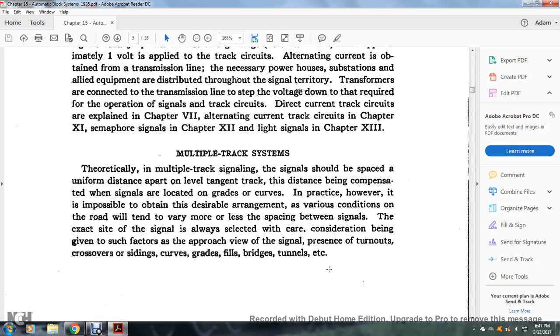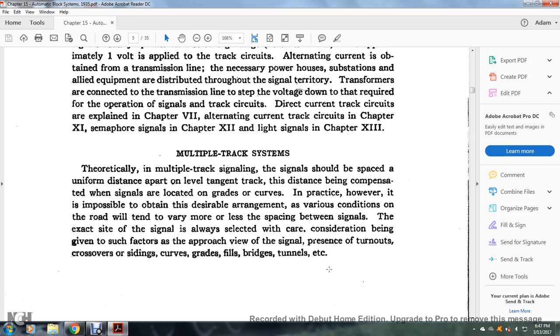Multiple track system. Theoretically, on a multiple track, signals should be spaced a uniform distance apart on level tangent track. The distance is compensated where the signal is located on grades or curves, but in practice it has not always been possible to maintain the desirable arrangement. The various conditions on the road will tend to cause more or less variation in spacing.